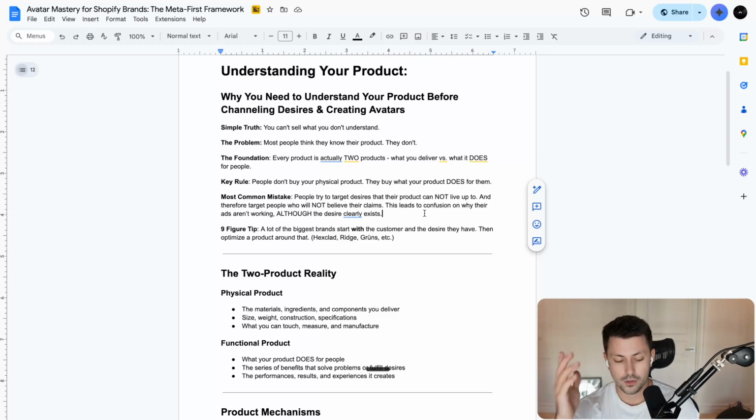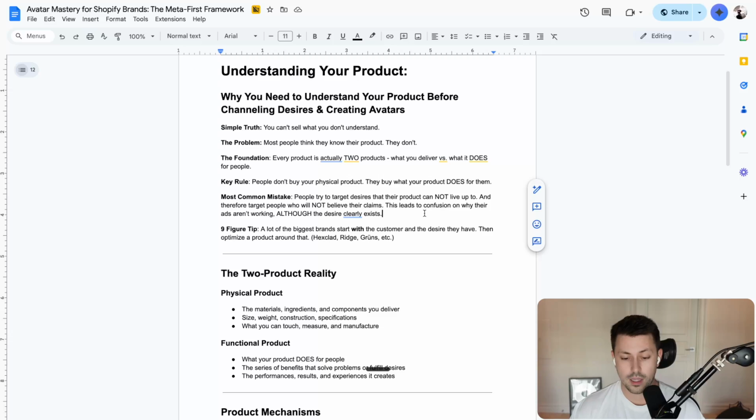Okay. So again, just to repeat that, people try to target desires. And if you don't know what desires are, essentially it's what people want. It's what people need. Okay. I want my water to be cold, right? That's a desire that I have. And it's something that a lot of people have as well. Okay. But a lot of the times you try to go after desires that your product cannot live up to.